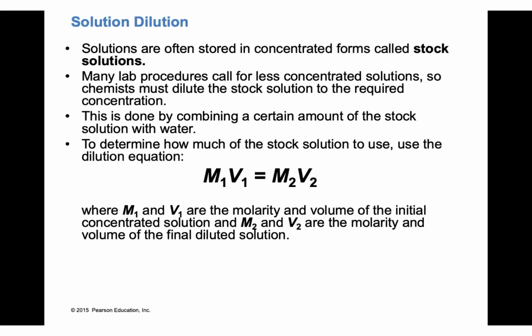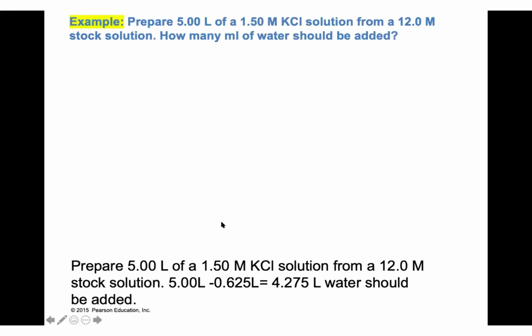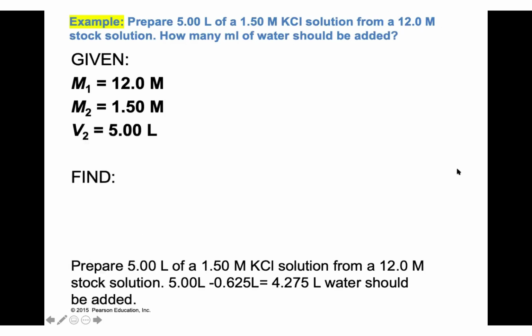But here we have molarity and volume. Okay, so let's do a question on it. So first, make sure that you abbreviate. That's really helpful. It says prepare 5 liters of a 1.5 molar KCl solution from a 12 molar stock solution.